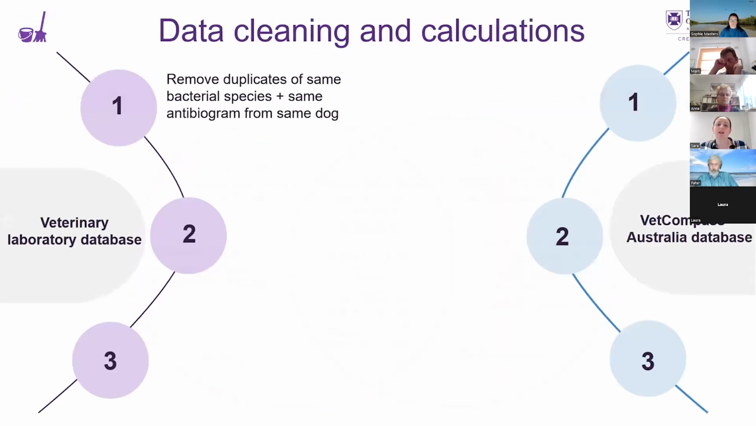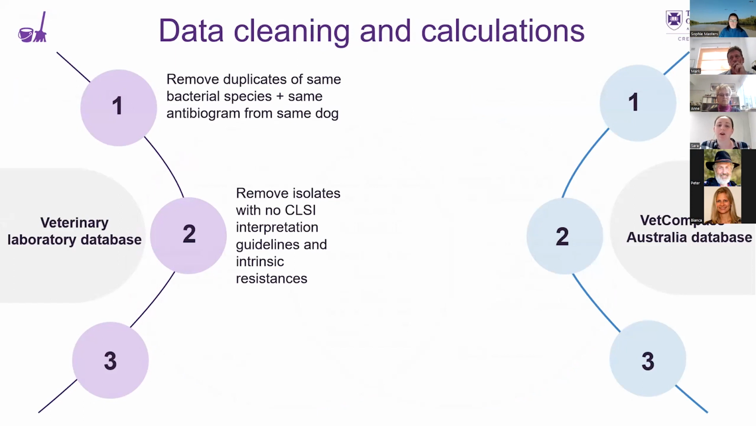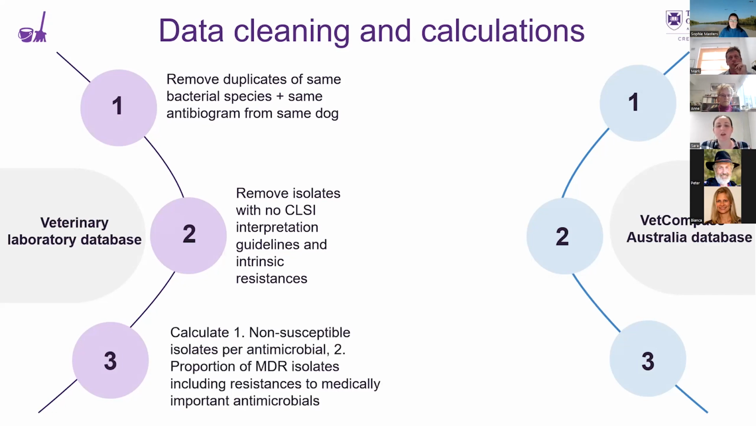For the data cleaning, for the laboratory database, I firstly removed duplicates of the same bacterial species with the same antibiogram from the same dog that was cultured simultaneously. The next step is to remove isolates that don't have any CLSI interpretation guidelines and remove intrinsic resistances before calculating multi-drug resistances. Then I calculated the number of non-susceptible isolates per antimicrobial, in addition to the proportion of multi-drug resistant isolates, including those resistant to medically important antimicrobials or critically important antimicrobials.